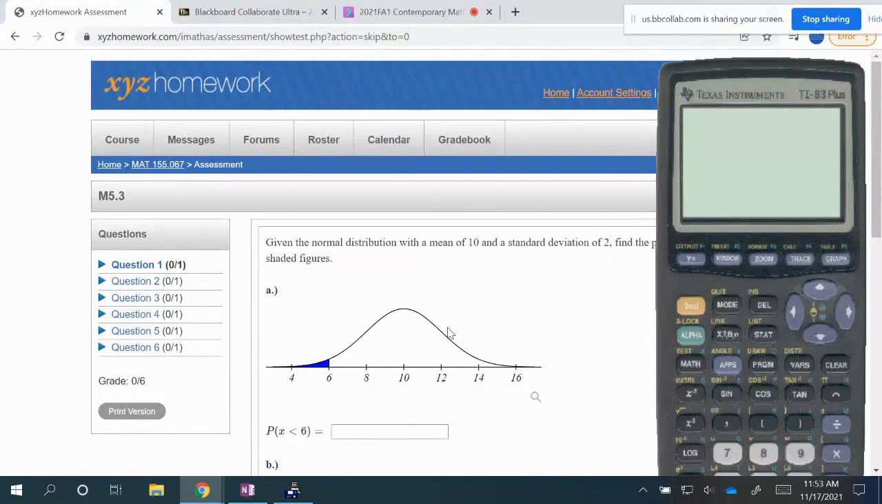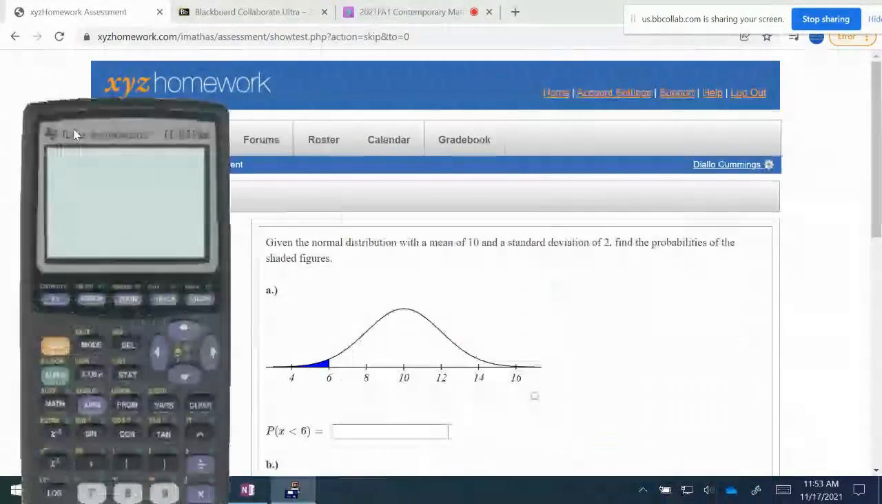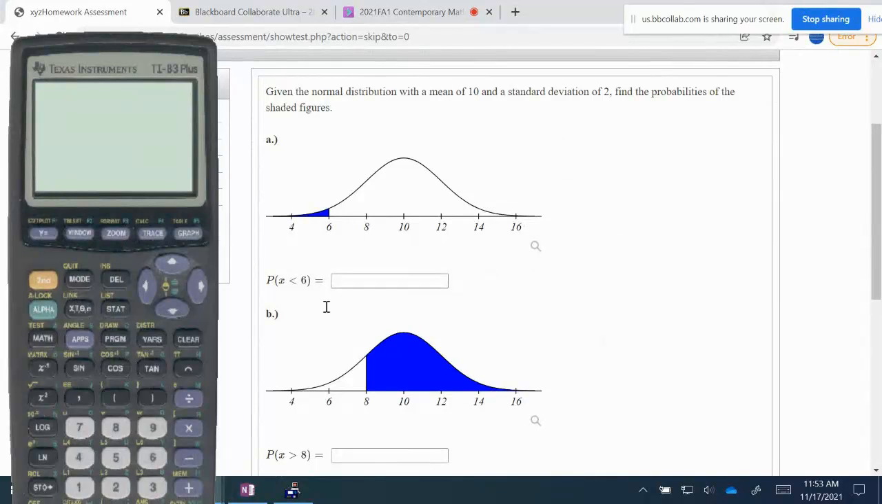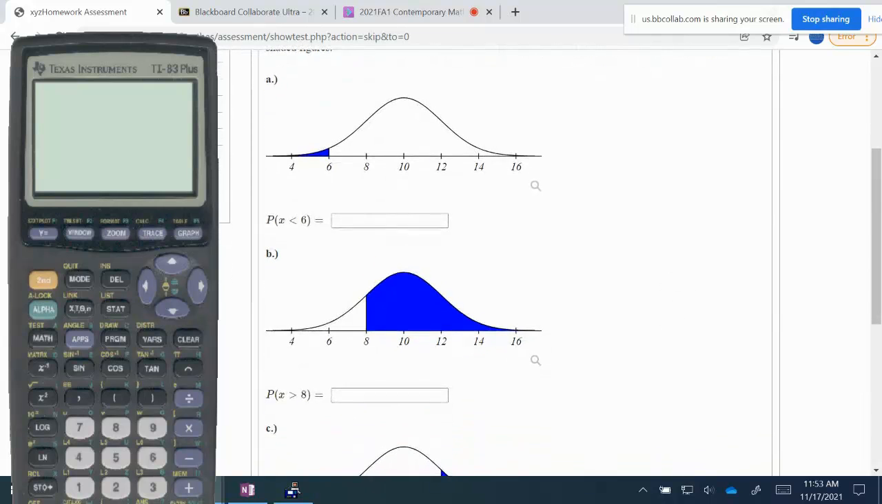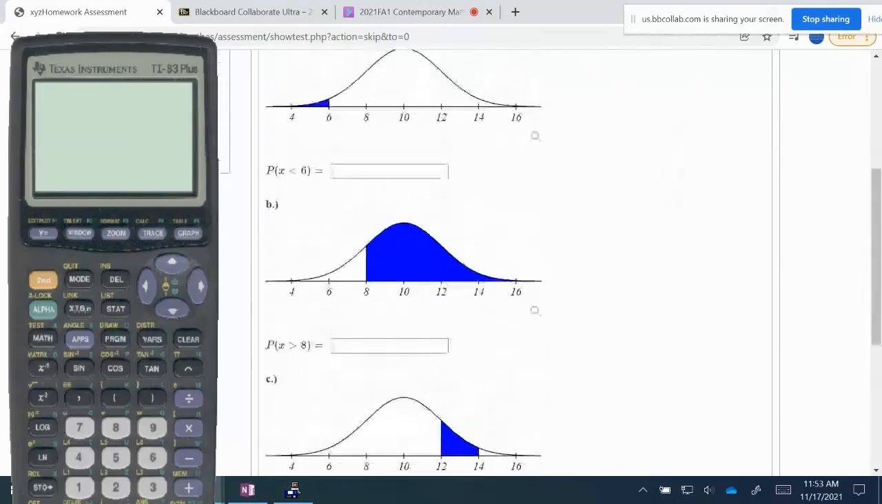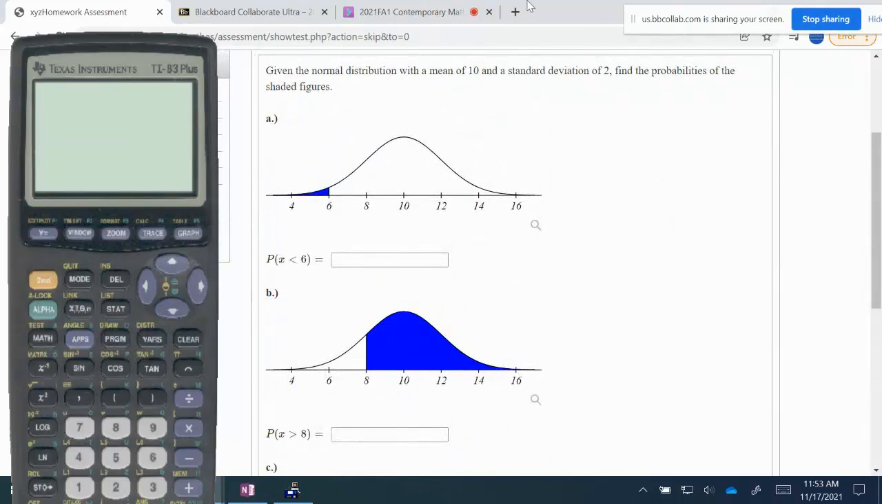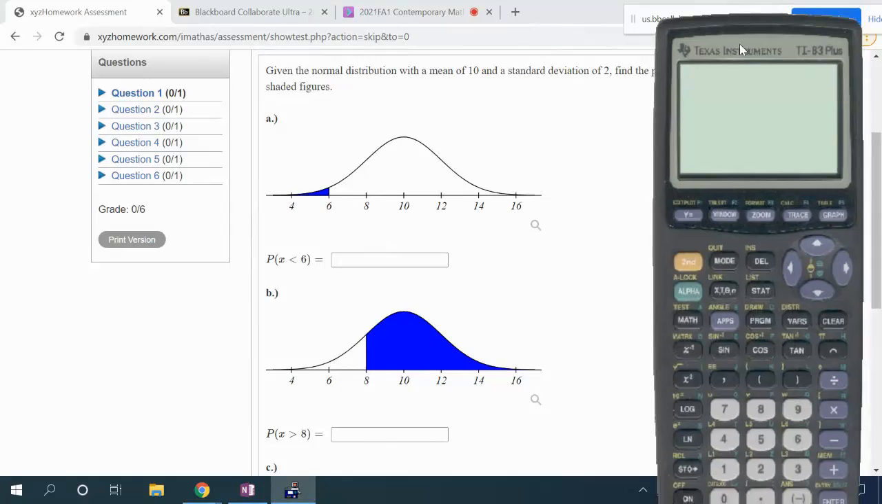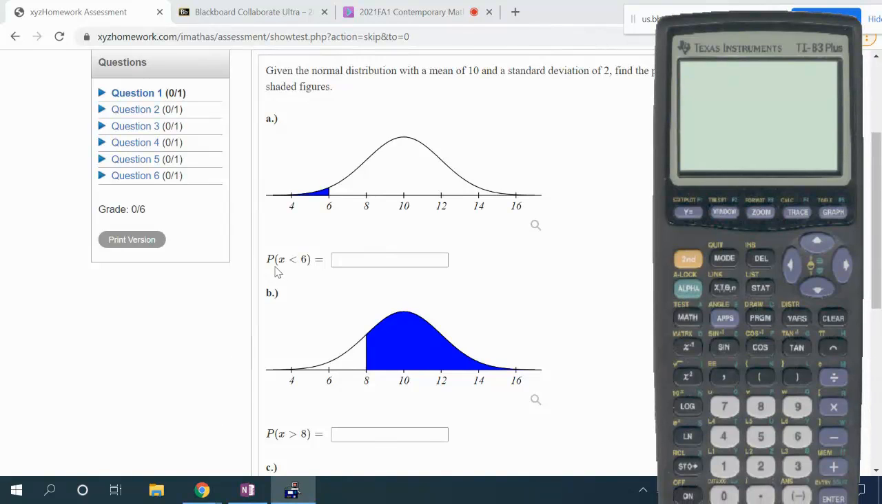All right, so let's take a look at an example. So here we're given a normal distribution with a mean of 10 and a standard deviation of 2, and we're asked to find the probabilities of these shaded figures. Okay, so we have an A, a B, and a C. All right, so let's look at A. We're asked to give the probability that X is less than 6.